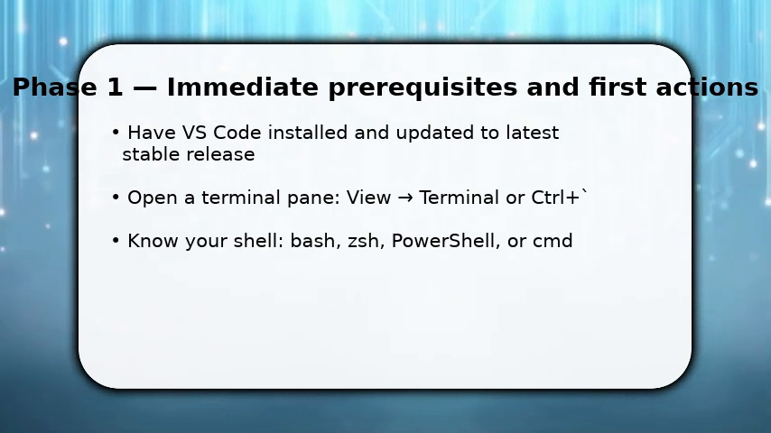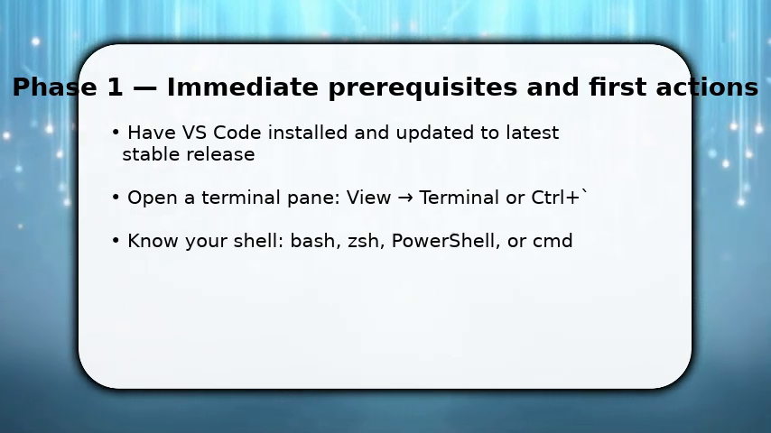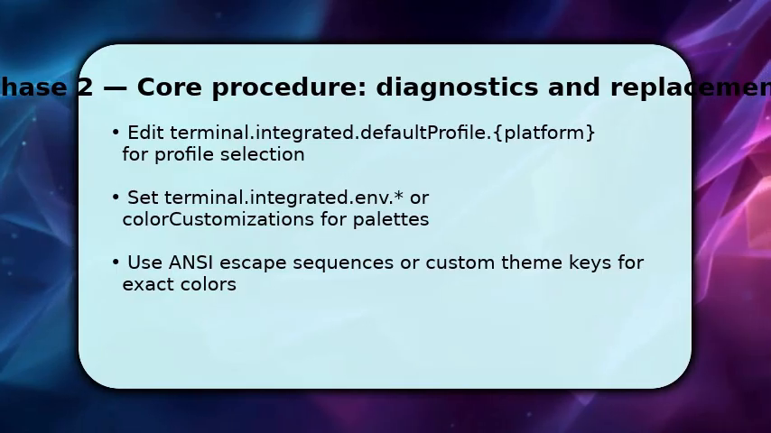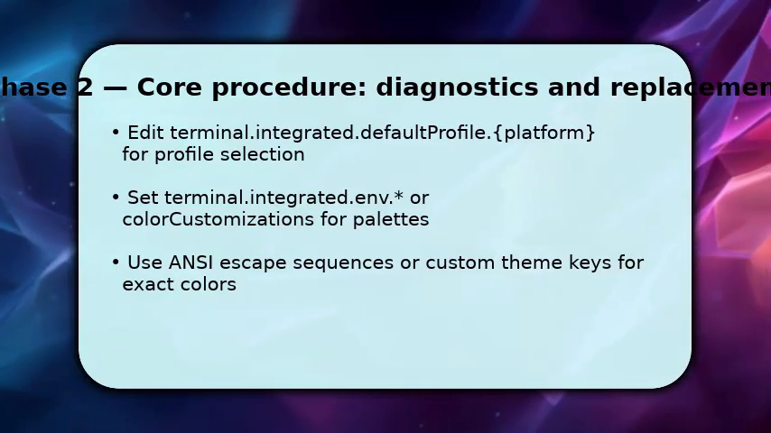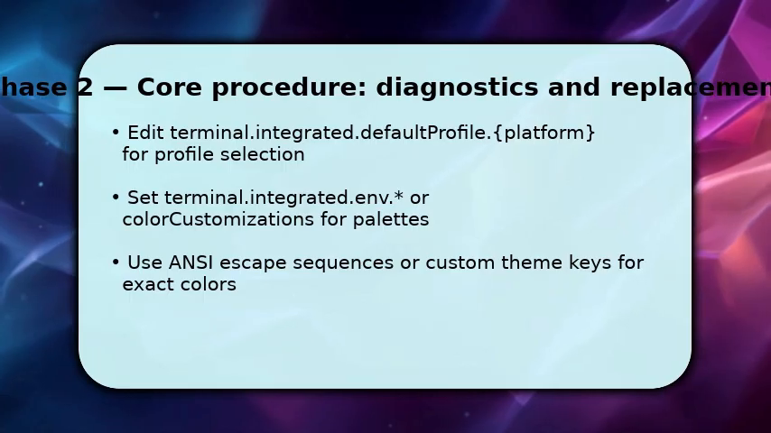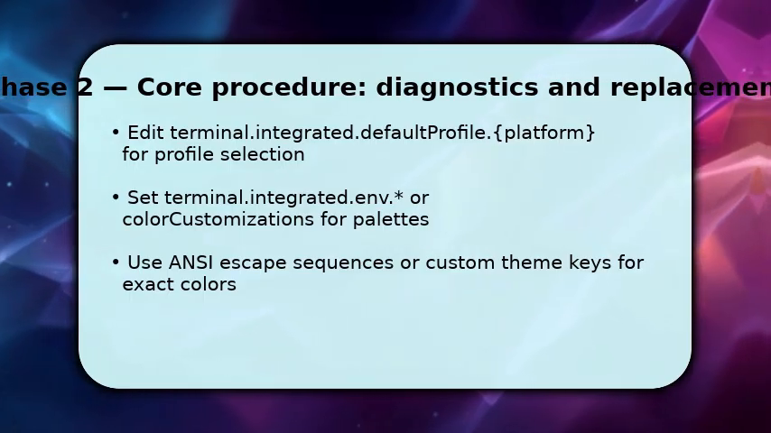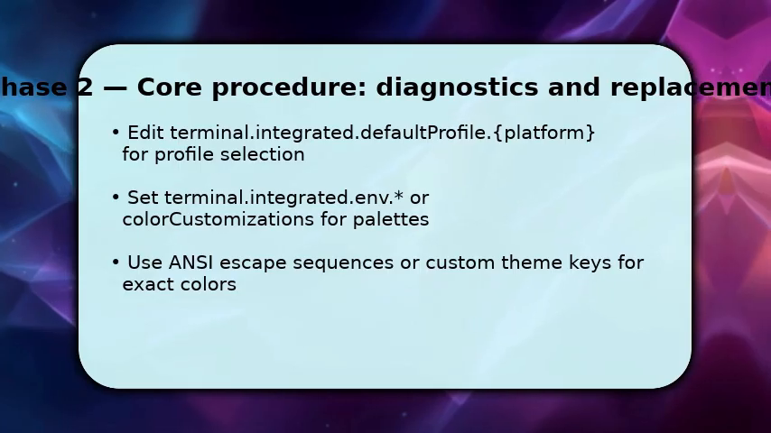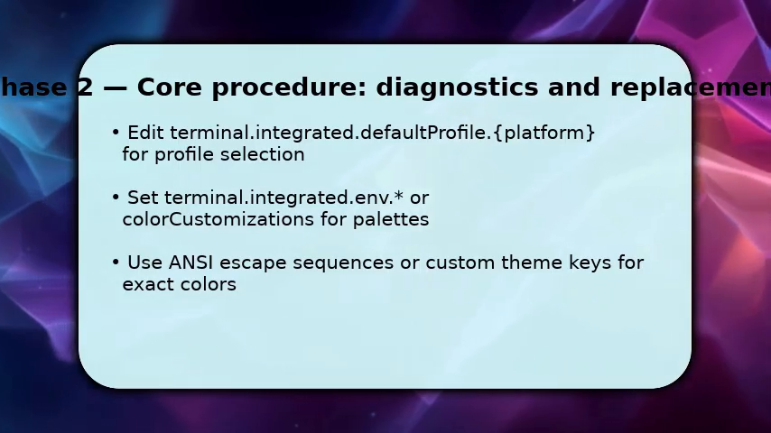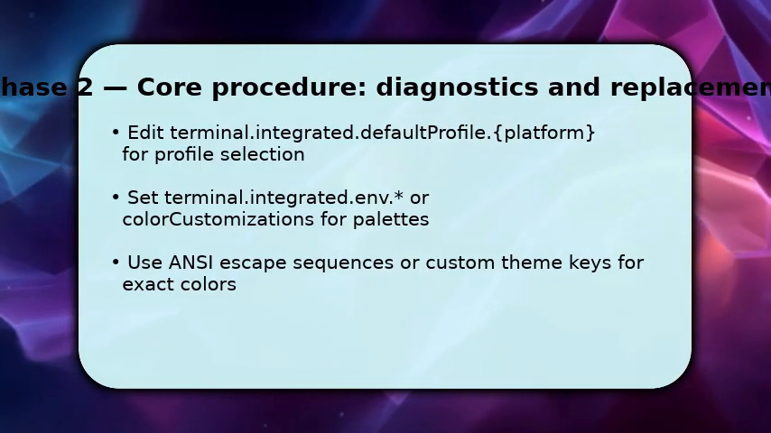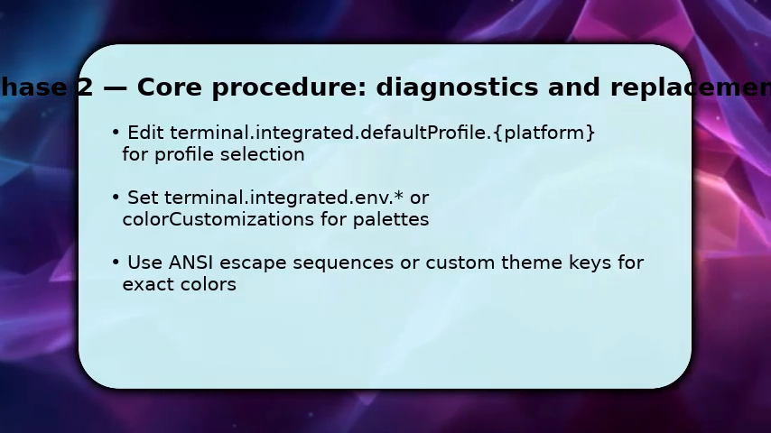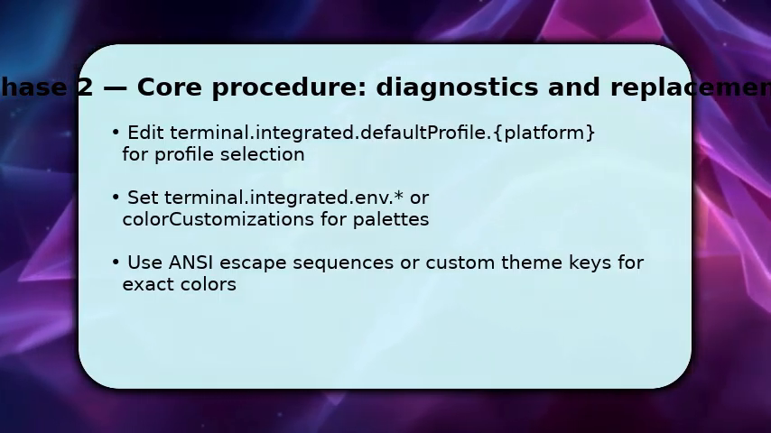Now you configure the color values and the active profile. Open settings JSON and add or modify terminal.integrated.colorCustomizations with 16 ANSI slots, or workbench.colorCustomizations for named tokens. Make sure to reference your active profile using terminal.integrated.defaultProfile.windows, linux, or osx.